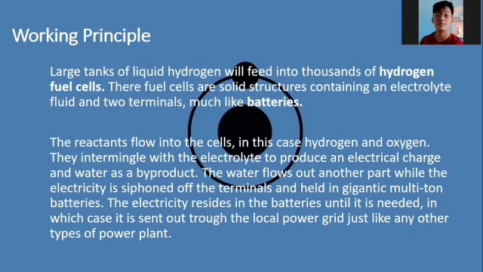The reactants flow into the cell, in this case hydrogen and oxygen. They intermingle with the electrolyte to produce an electrical charge and water as a byproduct. The water flows out another part while the electricity is siphoned off the terminals and held in gigantic multi-ton batteries. The electricity resides in the batteries until it is needed, in which case it is sent out through the local power grid just like any other type of power plant.